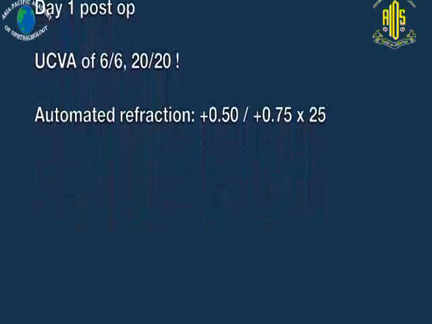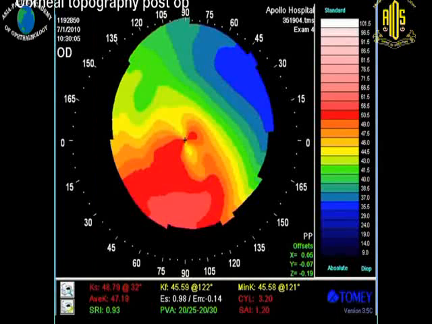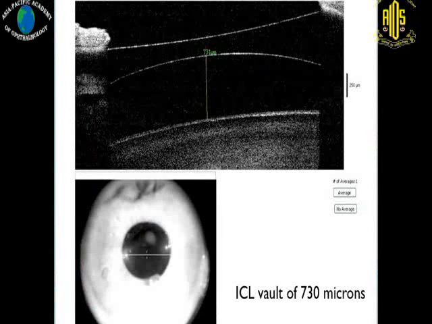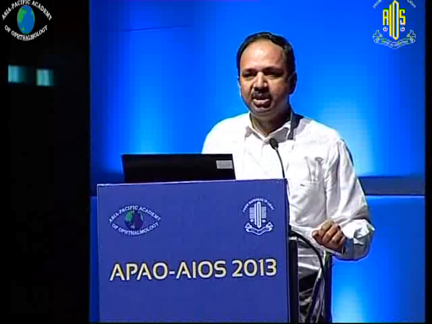Post-operatively, the outcome is quite good, and on average the vaulting is anywhere between 600 to 800 microns. And just to show you one of the representative cases, this is a patient with moderate keratoconus, and his K values are about 53 and 49.6 with the astigmatism of 3.1.